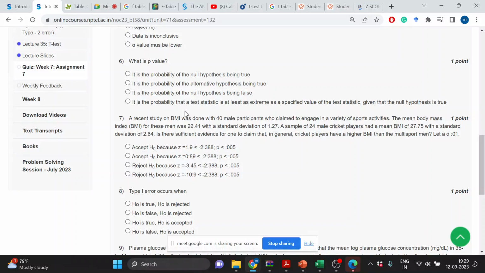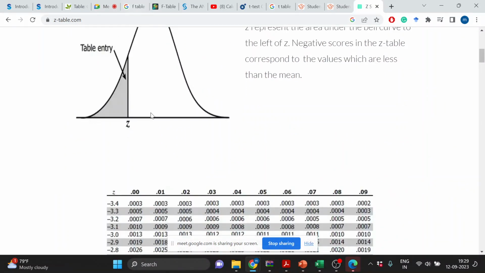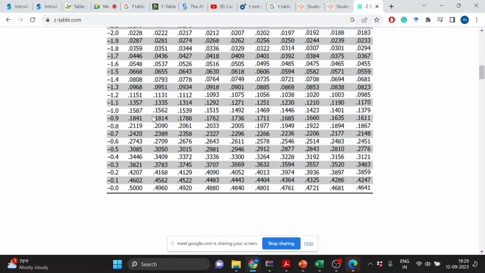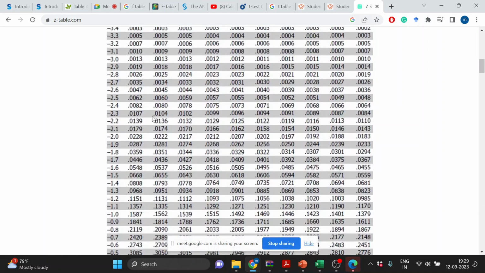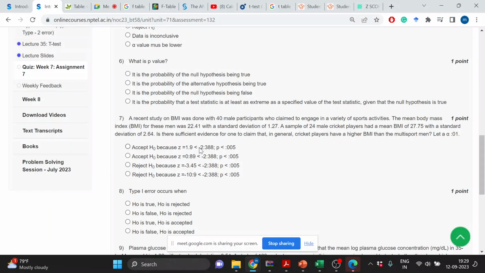So alpha is 0.01. Is it one tail or two tail, sir? Depends on whether they have asked greater than or just different. Okay. So you got 9.28, which means it's much greater than the critical value. So the cricket players have a higher BMI than the multi-sport men.